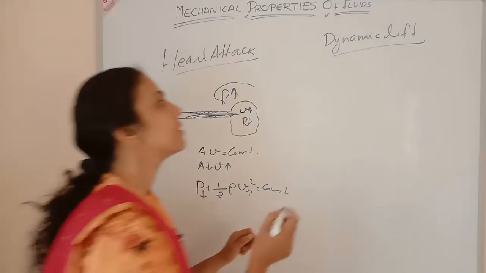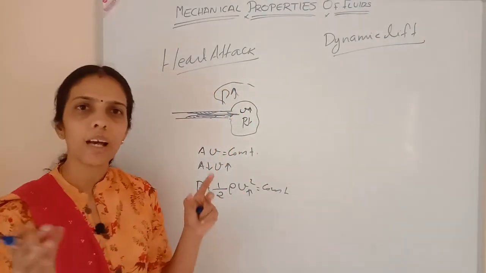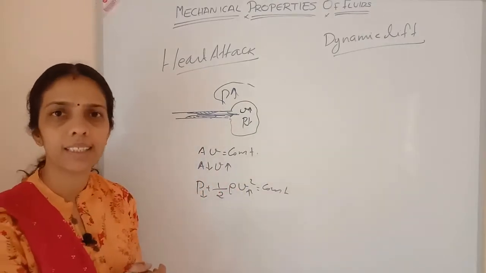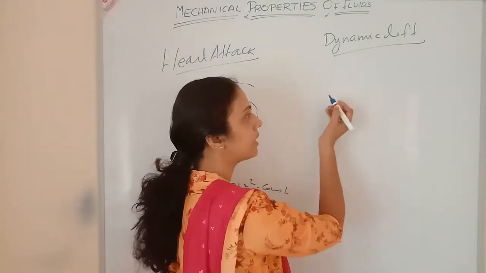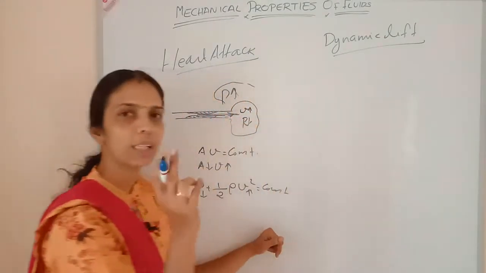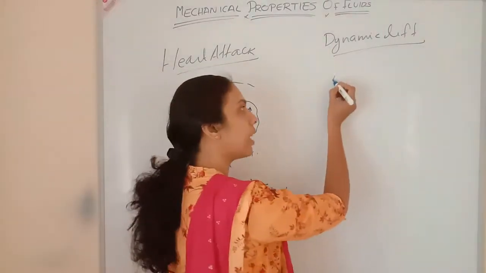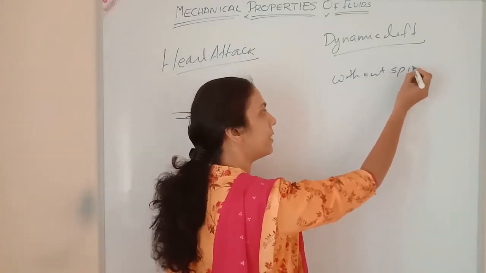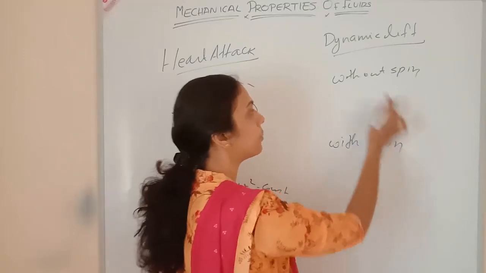So through air, when suppose we are throwing a ball, some amount of air will also be dragged along with it, isn't it? But while we are throwing the ball, in two ways we can throw it. One is without spin and the other one is with spin. What is the difference between these two?